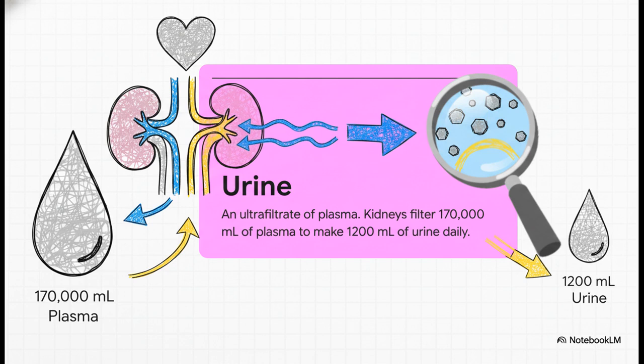Every single day, your kidneys filter around 170,000 milliliters of plasma. That's like processing an entire bathtub full of liquid. And from that huge volume, they expertly grab back everything the body needs, leaving only about 1,200 milliliters of super concentrated information behind. It's just a stunning piece of biological engineering.